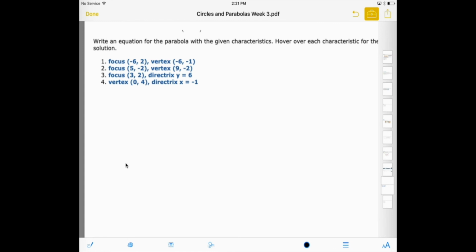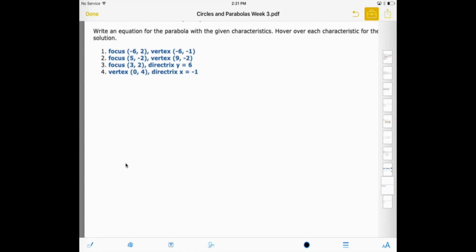So now in these practice problems, and again, the lesson goes through those examples pretty well with the videos, I just wanted to go through these problems here. We want to write an equation for the parabola given this information. For number one, we have a focus at (-6, 2) and a vertex at (-6, -1). Like always, I suggest that you draw this out, so I went ahead and drew out my little coordinate plane very loosely. I have (-6, 2) and (-6, -1).